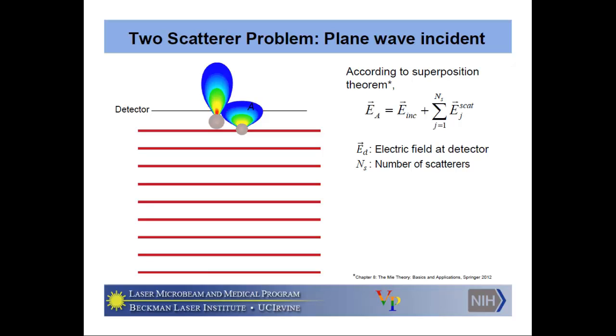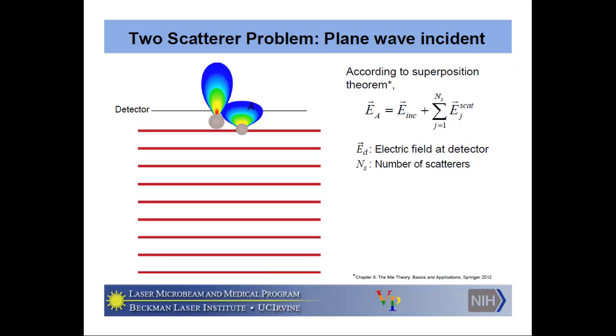Okay. Now we go beyond one scatterer. We look at the two scatterer problem. So we want to finish this plane wave incident for different cases, and then we go back to focus beam. So here we have the detector. We have two scatterers. And when you have two scatterers, we can write this equation. This is the superposition theorem.